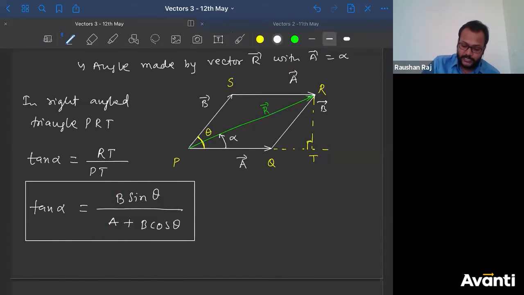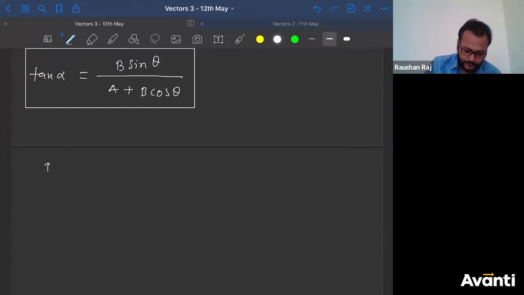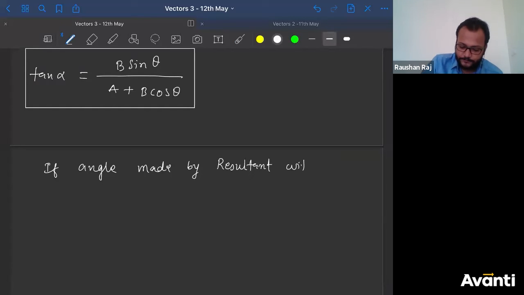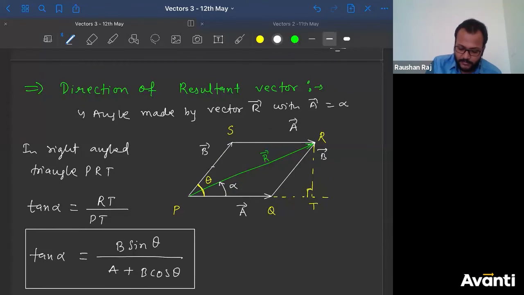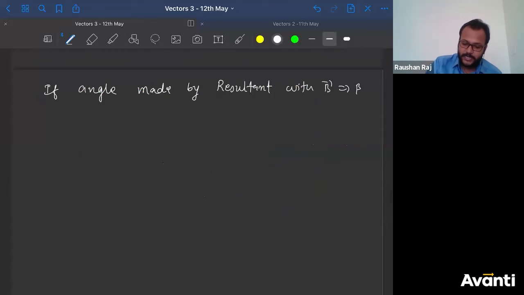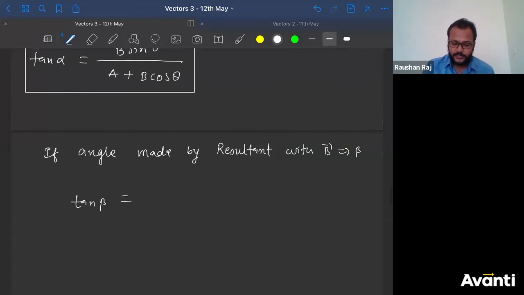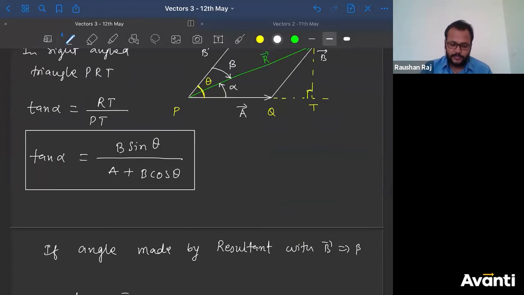Now अगर उल्टा condition है, now if I say if angle made by resultant with B is beta, क्या लिखा मैंने? If angle made by vector R with B is what? Beta. तो क्या लिखेंगे इधर? So tan beta will be written as, देखो तरीका बताता हूं, फॉर्मूला वैसे ही आएगा.